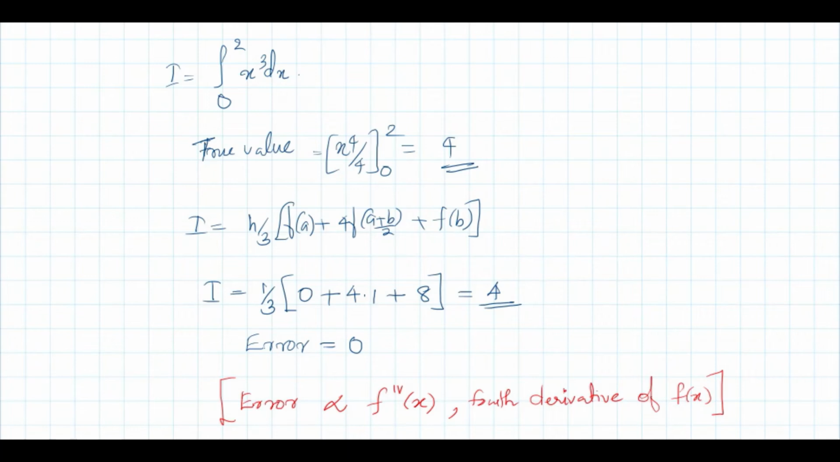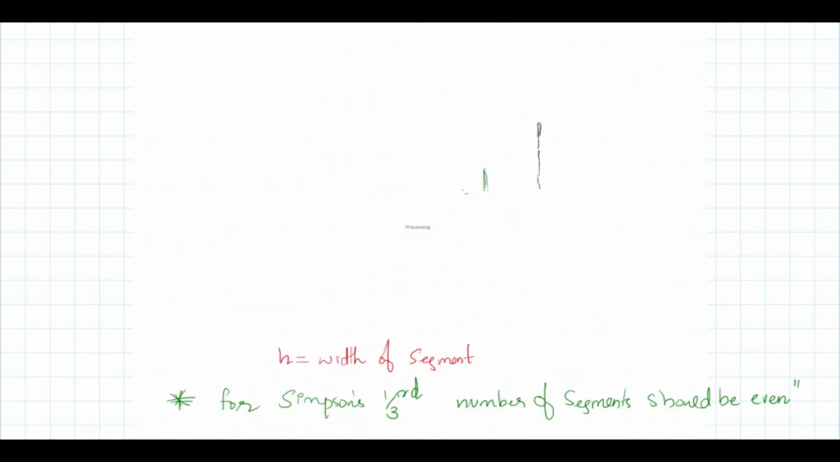So error in Simpson's 1/3 rule is proportional to the fourth derivative of the function. If the fourth derivative of a function vanishes, then error in Simpson's 1/3 rule will be 0. If the second derivative of a function vanishes, then the error in trapezoidal rule will be 0.